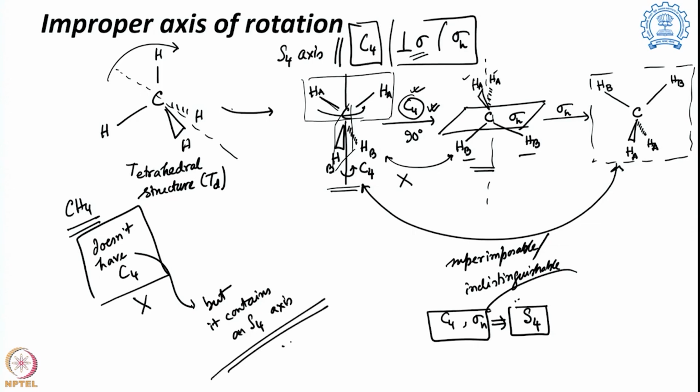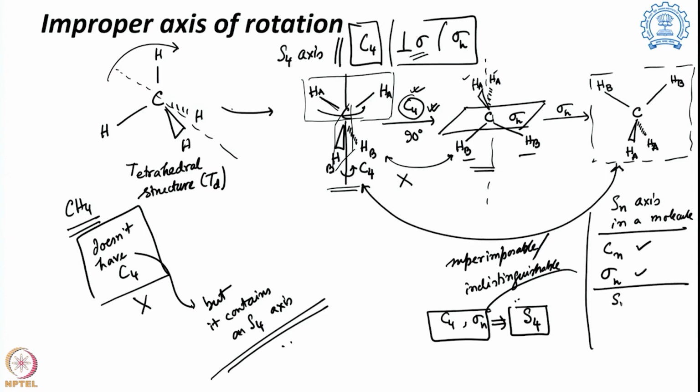So, that is a very important conclusion, because to have an Sn axis in a molecule, if you already have a Cn, if you already have a sigma h, that means you are going to have an Sn axis, no problem with that. For example, when you talk about this BF3 molecule, it contains a C3, it contains a sigma h, that means BF3 will contain an S3 axis.